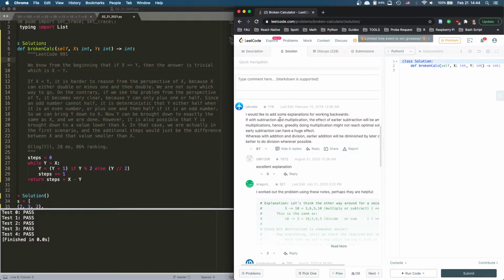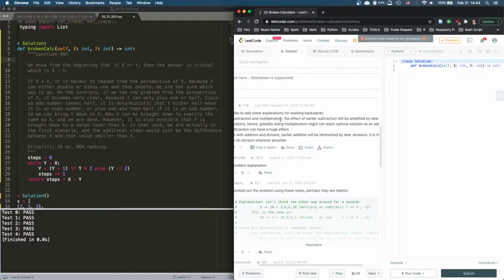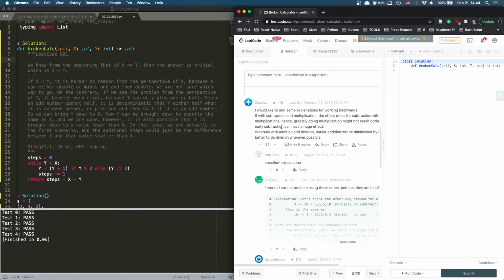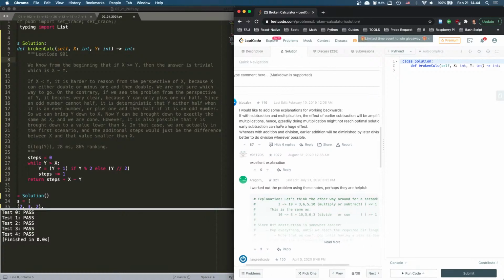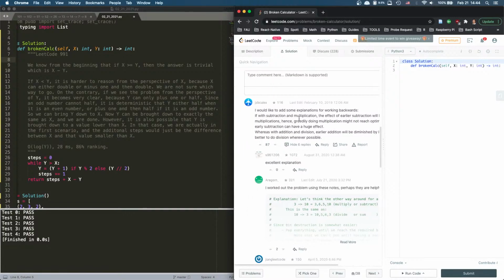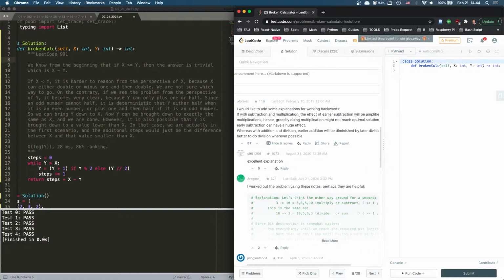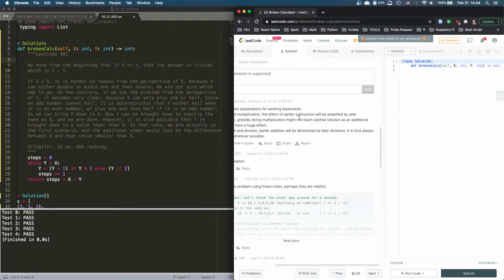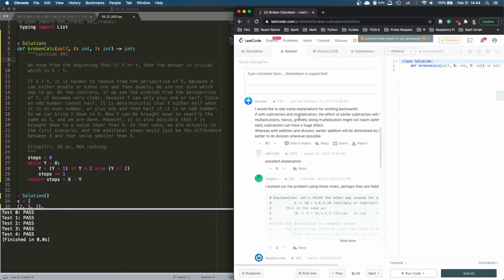Explanation. With subtraction and multiplication, the effect of earlier subtraction will be amplified by later multiplication. Hence, greedily doing multiplication might not reach the optimal solution, as an additional early subtraction can have a huge effect. That is true. Whereas with addition and division, earlier addition will be diminished by later divisions. It is thus always better to do division whenever possible.